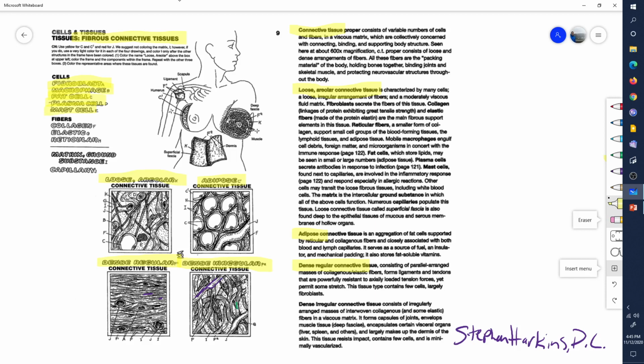These fibroblasts are the type of cells that make certain kinds of fibers. They make collagen and elastic fibers. Also, all of our connective tissue needs to have blood supply, so they have capillaries, which are tiny little blood vessels that send blood to these areas. Let's start with loose areolar connective tissue.